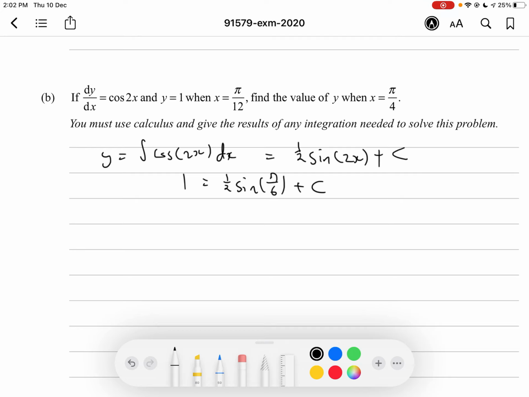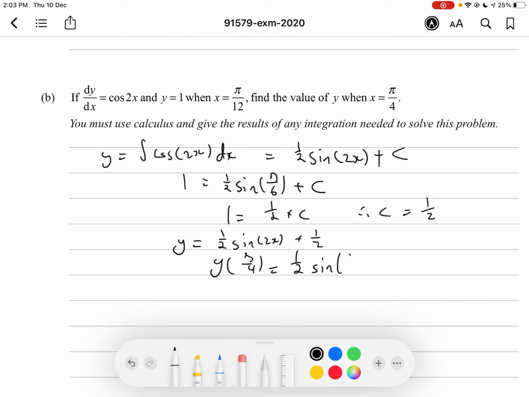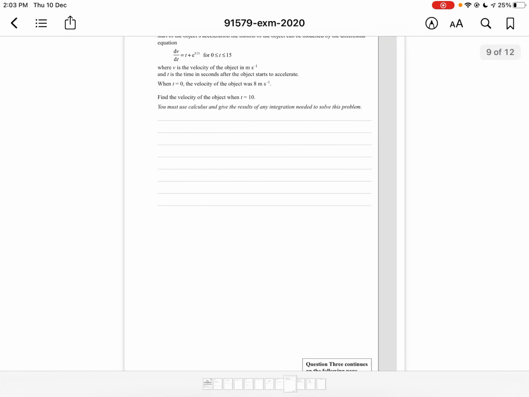Alright, so we get a calculator. Sine pi is 0, so this equals 1/2 plus c. So therefore c equals 1/2. So therefore y equals 1/2 sine of 2x plus 1/2. And therefore y of pi over 4 equals 1 over 2 sine of pi over 2 plus 1 over 2. That gives us an answer of 1, which is our final answer for this question, okay? And this should be an achieved level question.